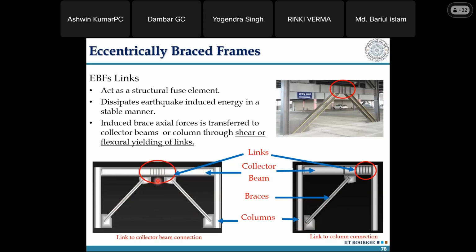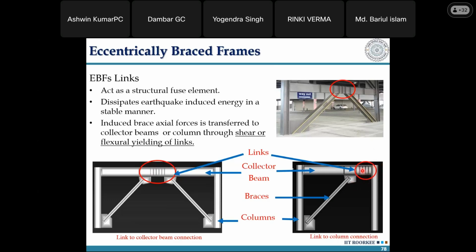One is the link to beam connection, and one is the link to column connection. This is the most popular kind of connection for EBF system. Understand, this is what our code recommends as the system that can be used in high seismic region like zone 5, right? So this system must be doing something good in that term. So what you have to understand is link to column is more prone to column damage.